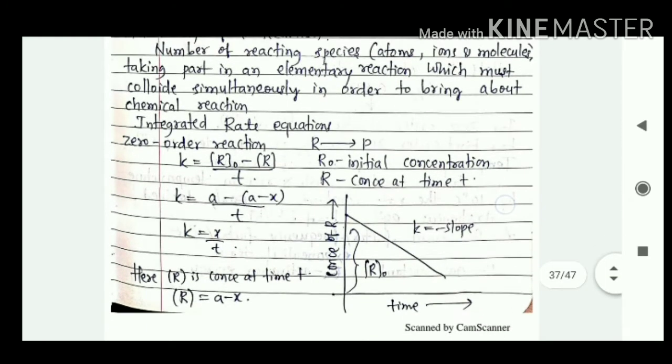If we plot a graph of concentration [R] versus time, we are going to get a line with negative slope. So k is equal to the negative of the slope, and the intercept on the y axis is [R]0.